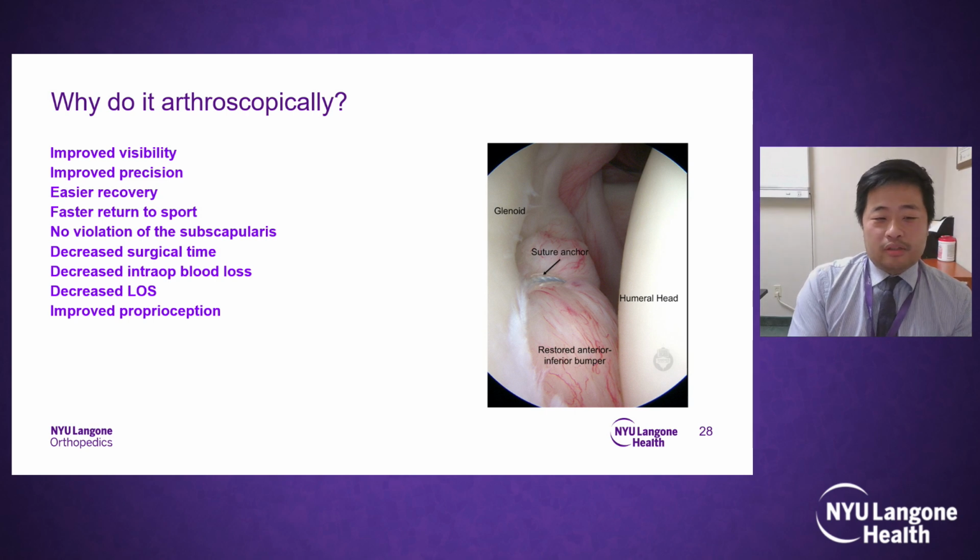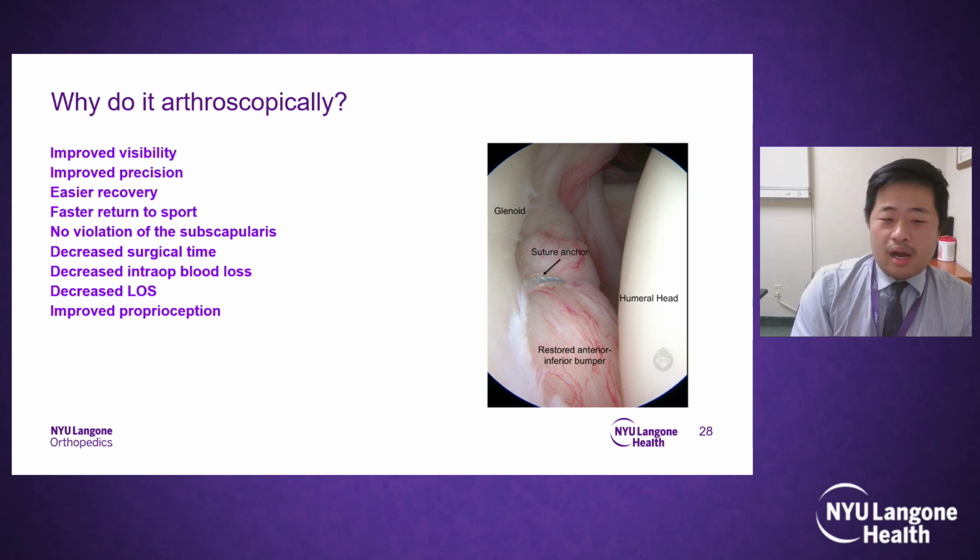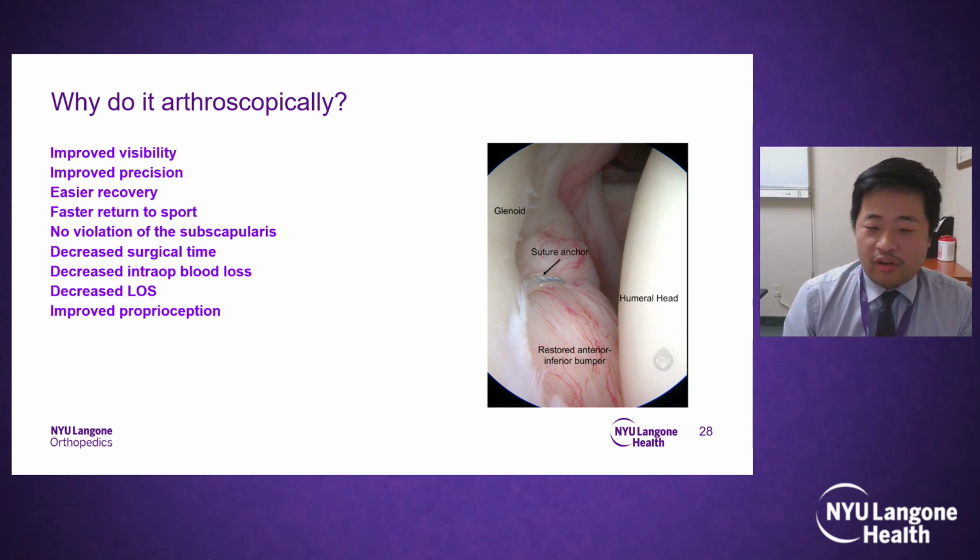So why do these arthroscopically? I think we're used to doing these arthroscopically. I think most of us who've trained more recently, there's improved visibility with doing it arthroscopically. You might have better precision because you're under a magnifying glass. In some ways, it's a bit of an easier recovery, a small incision, which means a faster return to sport. I think the big reason in my mind, though, when I'm talking to patients is that you don't violate the subscap. You're working above the subscap through the rotator interval, typically. Decreased surgical time, decreased blood loss, decreased length of stay.